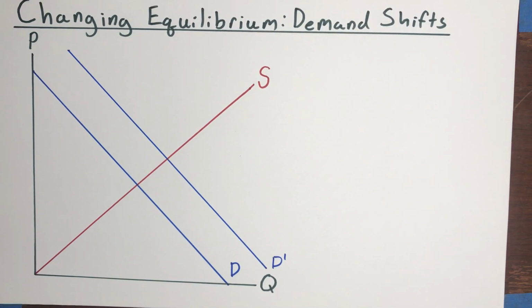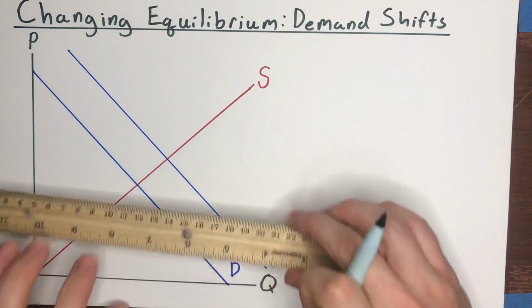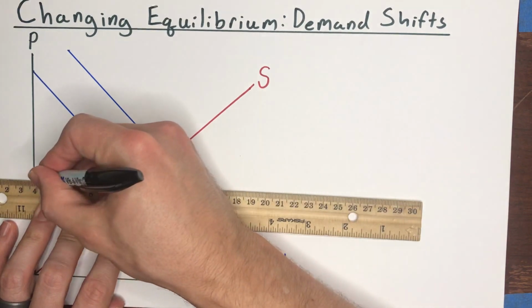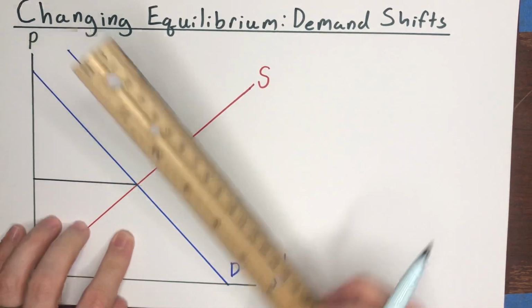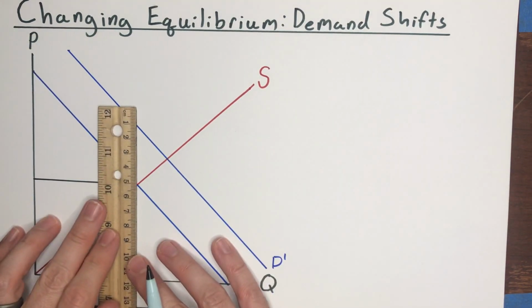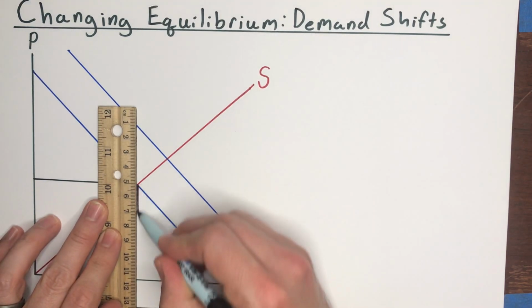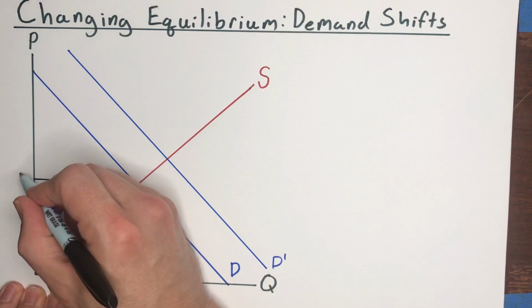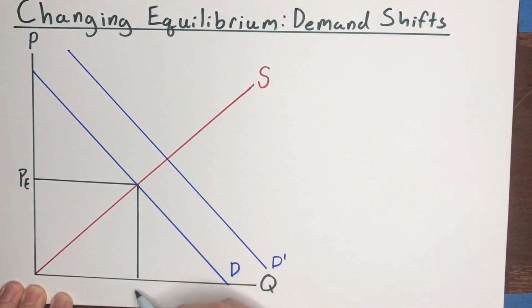Now, you started at an original equilibrium quantity and equilibrium price. So let me mark those before we go any farther. All right, there's the original equilibrium price, equilibrium quantity.